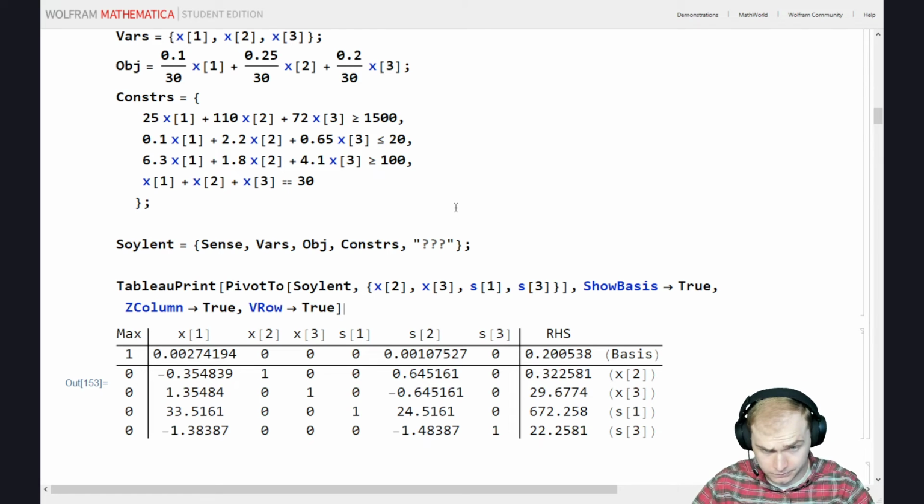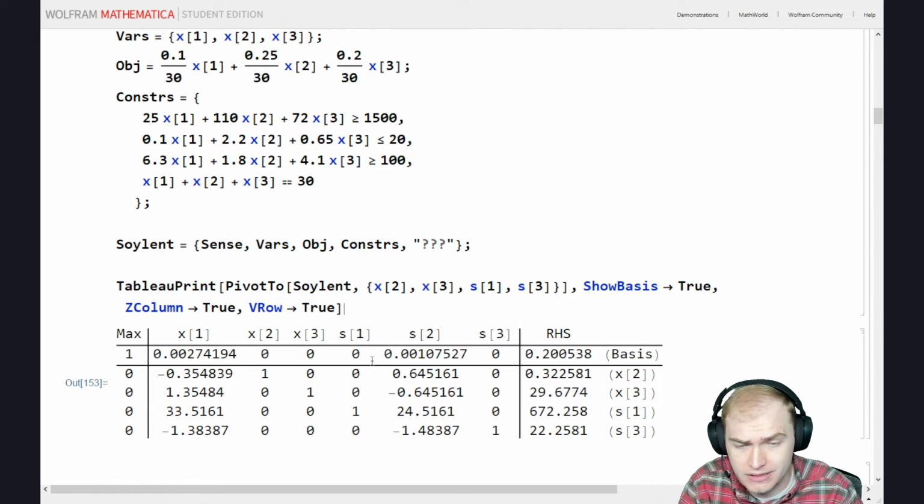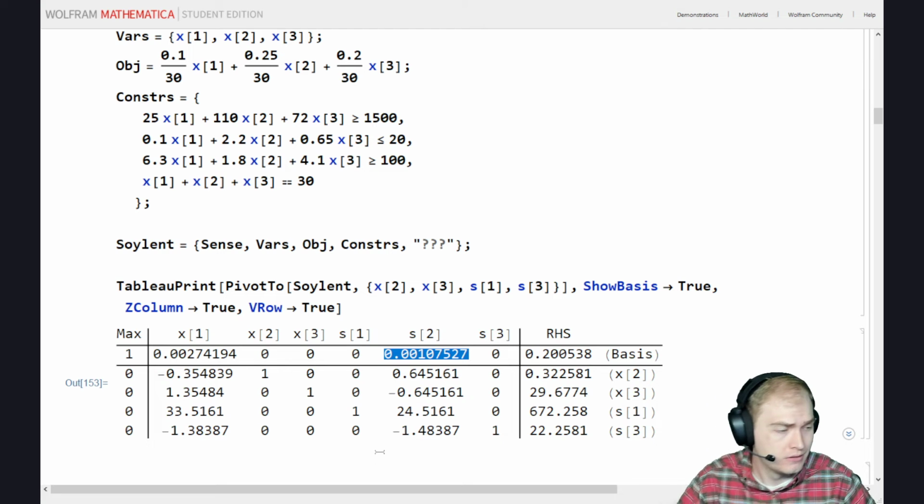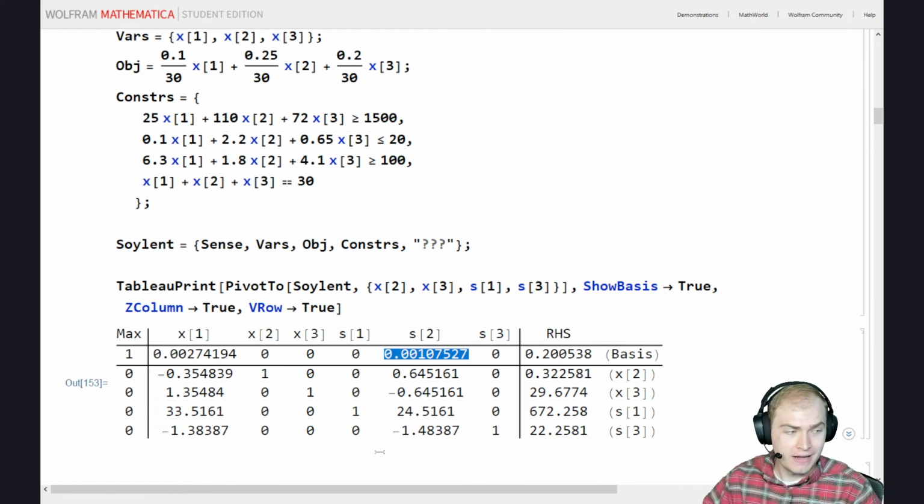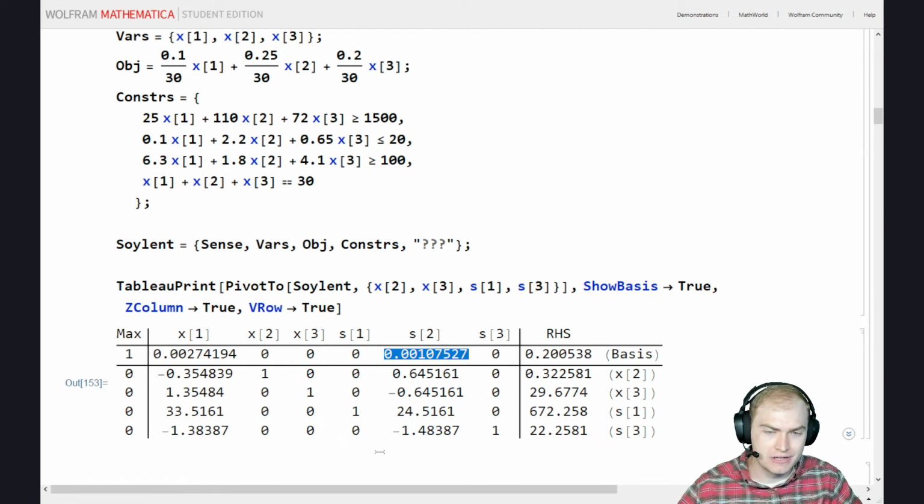But we see that the second slack variable, which is the slack for fat, has a reduced cost that is the same as the shadow price we picked up earlier. And in fact, it's the same as the optimal dual value for y fat.